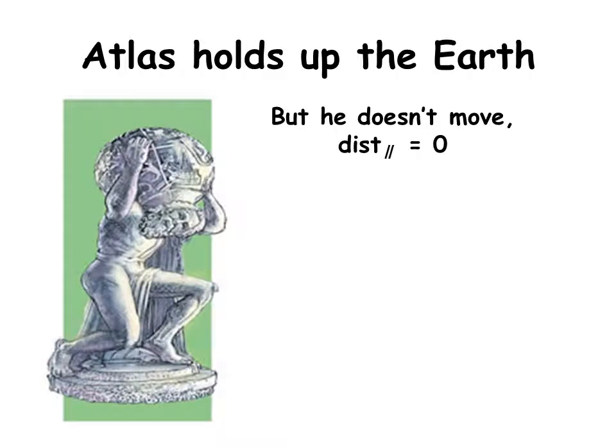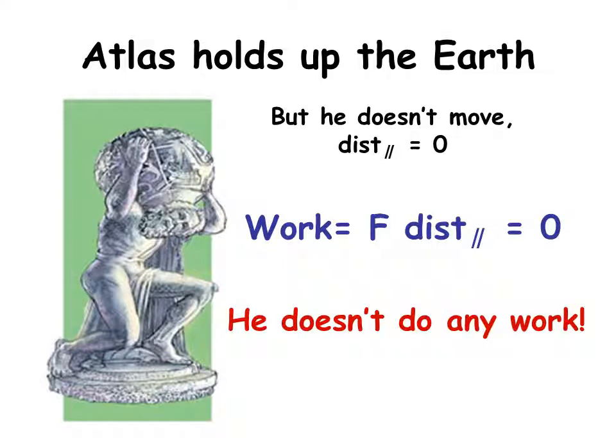Now we have the following examples for the work. If this Atlas holds up the Earth, does he do work or not? He doesn't move, so the displacement is 0, so the work is equal to 0, because work is defined by the force multiplied by the distance, and here the distance equals 0, so the force multiplied by distance equals 0. He doesn't do any work.